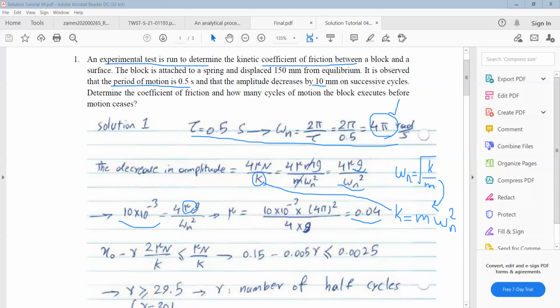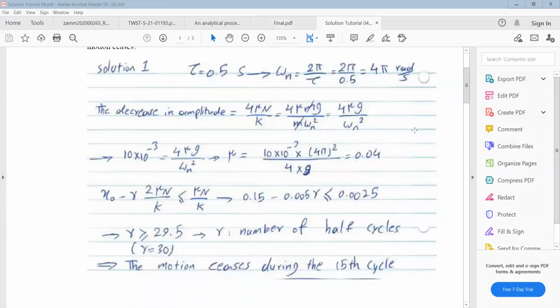So this is the first part. We obtained the coefficient of friction, the first part of the problem. And the second part, we need to obtain how many cycles of motion the block executes before motion ceases. So we need to obtain the R in this equation. We know that x naught minus R times 2 mu N divided by k must be less than mu N divided by k.